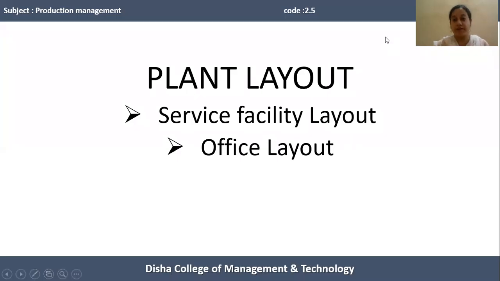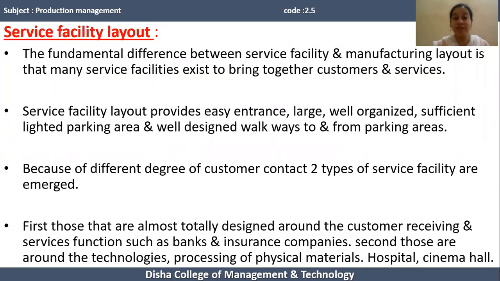Good morning, students. Today I will discuss another type of plant layout, that is service facility layout and office layout. So till now, whatever we discussed about different types of layout is related to manufacturing layout. But today we will discuss another type of layout that is related to service facilities.